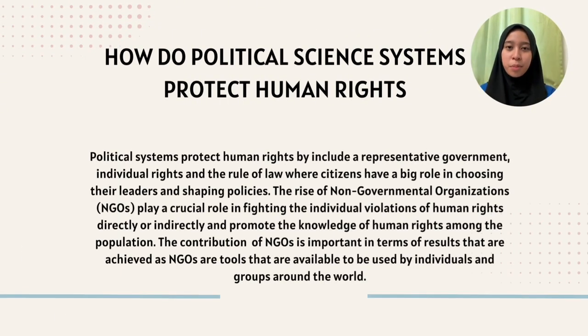Political systems protect human rights by having a representative government, individual rights, and the rule of law. This means citizens have the power to vote, choose their leaders, and take part in shaping national policies. When people are involved, it helps prevent abuse of power and protects freedom. At the same time, NGOs also help the political system by addressing human rights issues, especially in places where the government is not effective. They support individuals and groups by promoting awareness and defending rights. So, political systems and NGOs work together to ensure that human rights are respected and protected.